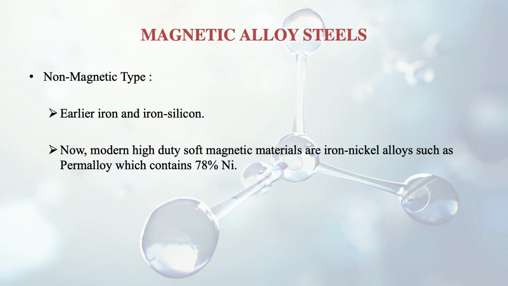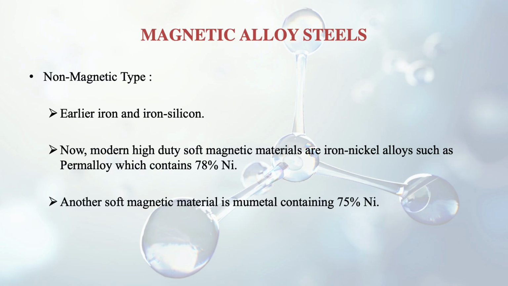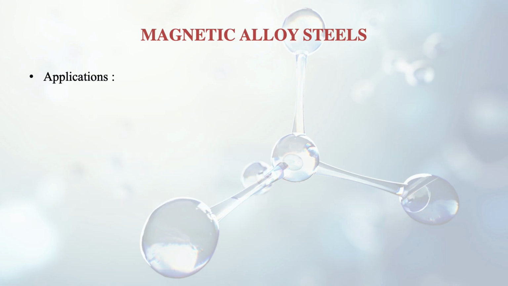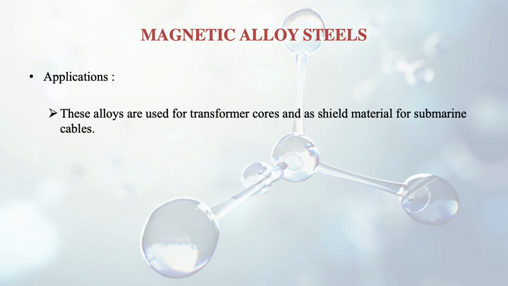Now modern high duty soft magnetic materials are the iron nickel alloys such as permalloy, which contains 78% of nickel. Another soft magnetic material is mu metal, which contains around 75% of nickel, and the applications are that they are used for transformer cores as well as the shield material for submarine cables.